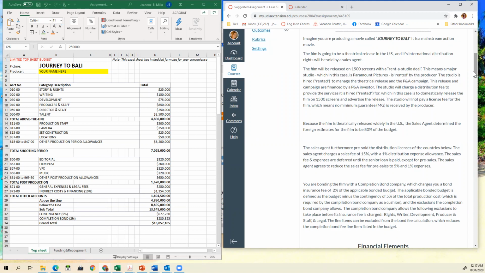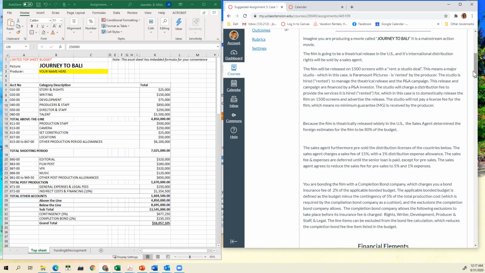So we're basically renting the studio. And because we're doing that, the studio is not giving us a minimum guarantee because it's not really buying the US license rights. It's just giving us the opportunity to use its relationships with the theater owners to release the film in the US on our behalf. That's what we're doing here.